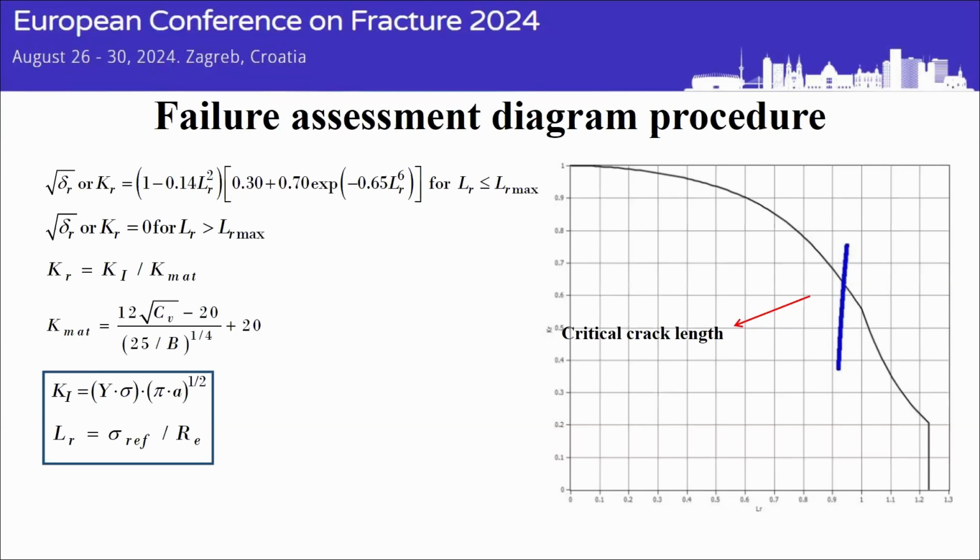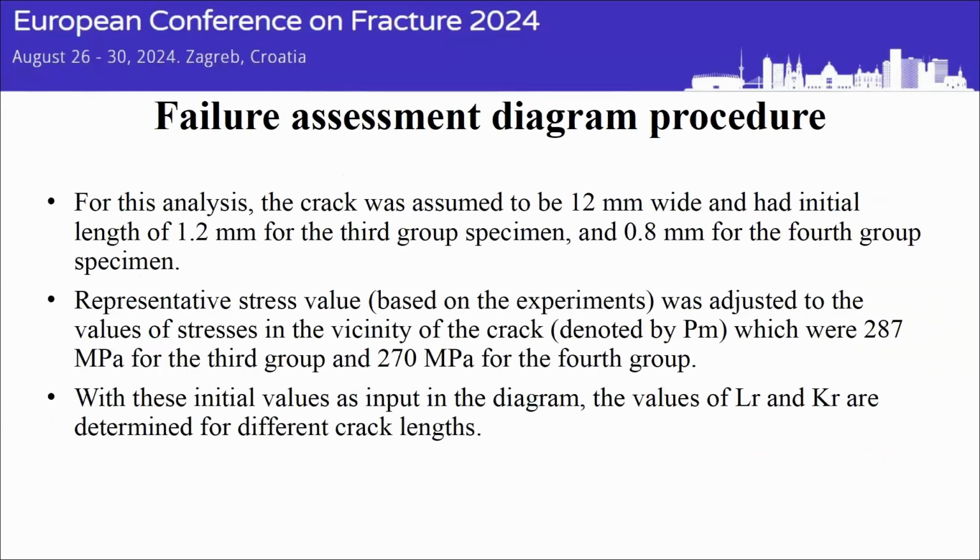And you can also see the formulas, the squares, they represent the actual values on both of the axes, what I was just mentioning before. So after a bit of theoretical background, the cracks were assumed to be 12 millimeters wide because that was the width of the specimen that was used. And their dimensions were based on the ones I had previously shown you. For the depth, 1.2 millimeters for the third group and 0.8 millimeters for the fourth group.